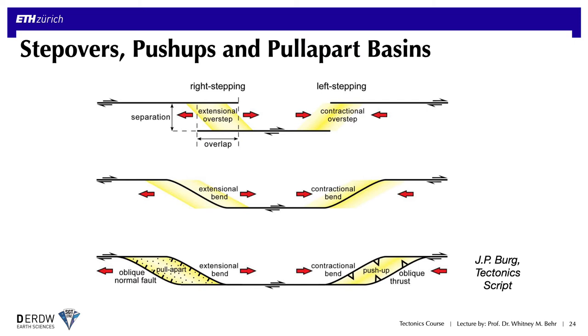And so focusing on the example of dextral faults again, a right step or bend in a dextral fault will result in transtension and the development of oblique normal faults and pull-apart basins, whereas a left step in a dextral fault will result in transpression and oblique reverse or thrust faults forming zones of uplift or mountain ranges.